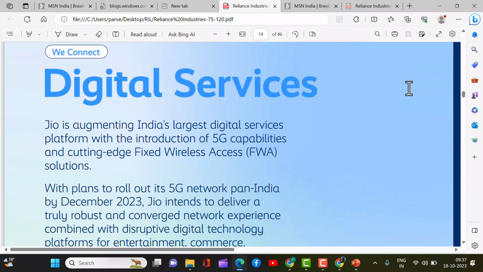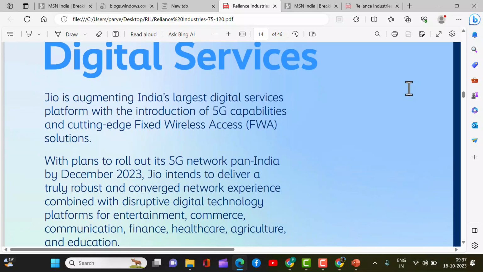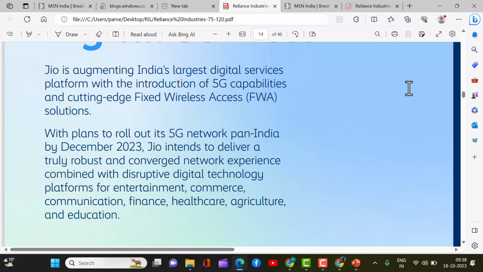Then we come to digital services. Jio is augmenting India's largest digital services platform with the introduction of 5G capabilities and cutting-edge wireless access solutions. It plans to roll out its 5G network pan-India by December 2023. Jio intends to deliver a truly robust and converged network experience combined with disruptive digital technology platforms for entertainment, commerce, communication, finance, healthcare, agriculture, and education.